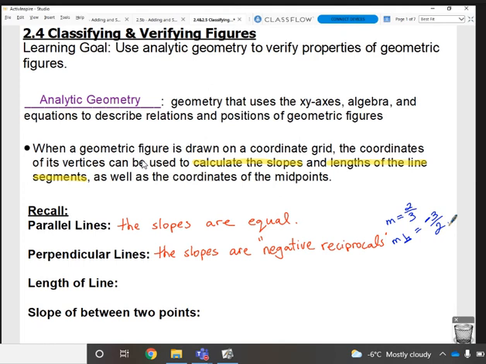Also, the length of a line. We remember that. It's in our toolkit. The length of AB equals the square root of x2 minus x1 squared plus y2 minus y1 squared. And we're very familiar with that.